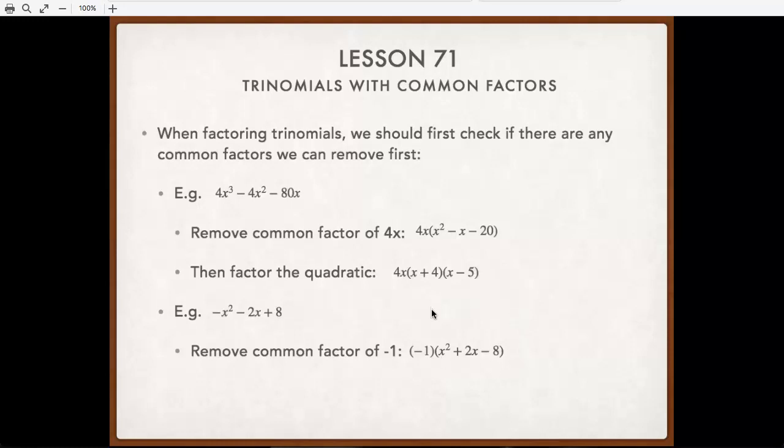So we find two numbers that multiply together to give us negative 8 and add together to give us positive 2. Since they multiply to give us a negative, we know that one has to be positive and one has to be negative. And so we'll have positive 4 and negative 2 here, which will multiply together to give us negative 8 and add to give us positive 2. So our answer ends up being negative 1 times x plus 4 times x minus 2. Again, leaving that common factor there. It's still part of this expression. It's just that we removed it first before we factored this trinomial.